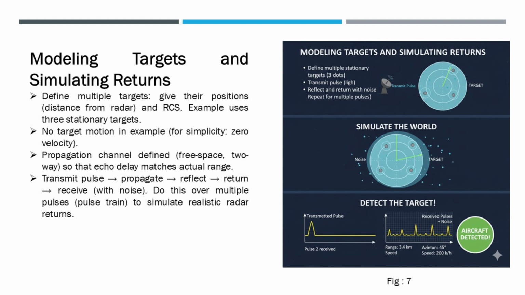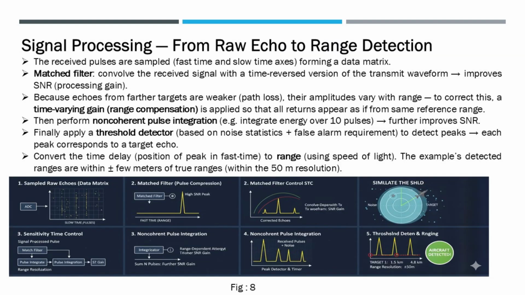Define multiple targets. Give their positions, distance from radar, and RCS. The example uses 3 stationary targets, so there is no target motion in the example, for simplicity, 0 velocity. Propagation channel defined: free space, two-way, so that the echo delay matches the actual range. Transmit, pulse, propagate, reflect, return, receive, with noise. Do this over multiple pulses, a pulse train, to simulate realistic radar returns.